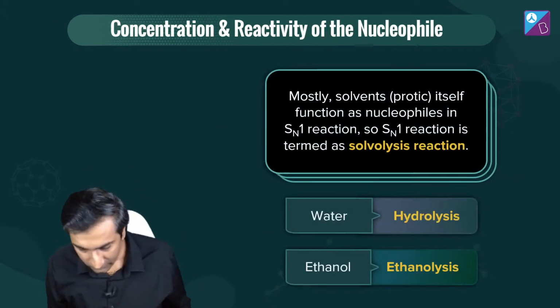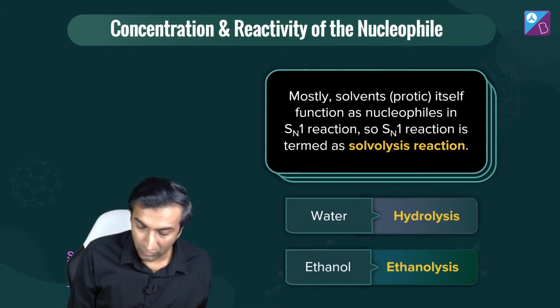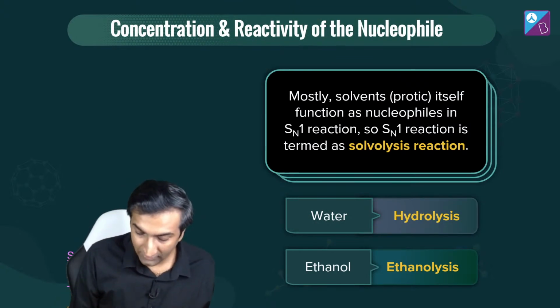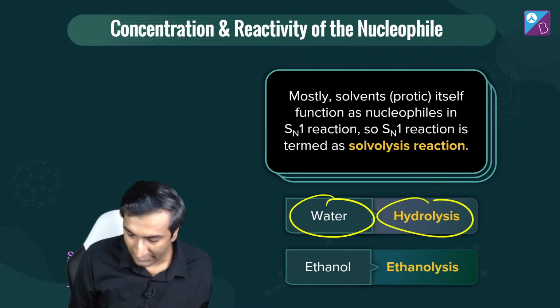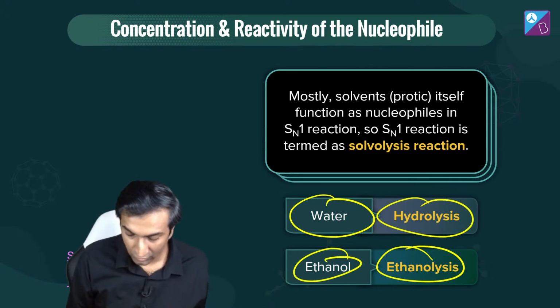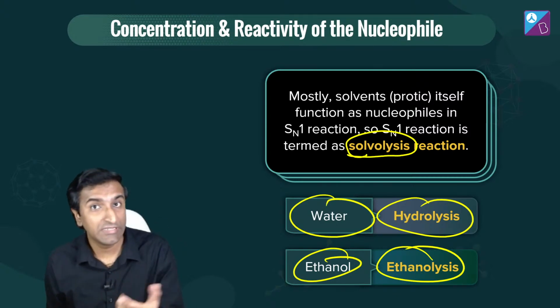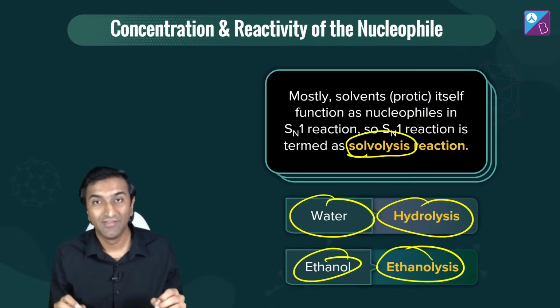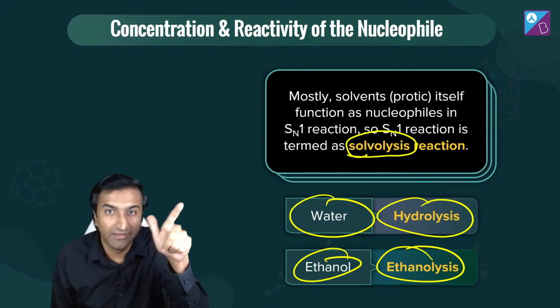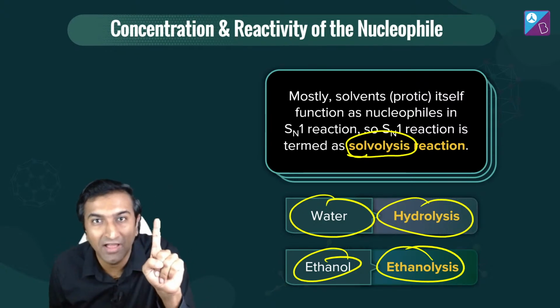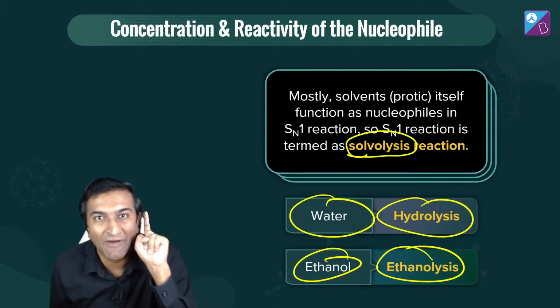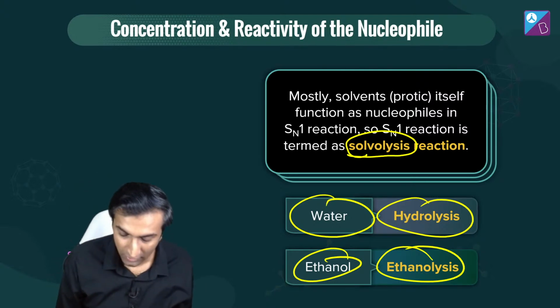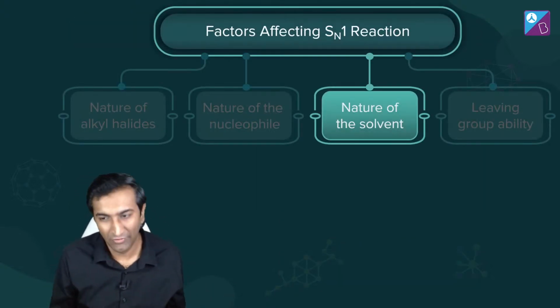Okay, cool. So if we add a solvent, if it is water it is called hydrolysis, if it is ethanol it is called ethanolysis. Cool. And it's also called a solvolysis reaction. The reason I'm giving you this terminology is because NEET has at times asked what happens with solvolysis. As soon as you see the word solvolysis, it means an SN1 reaction. Okay, cool. Nature of solvent, I've already given you a hint.